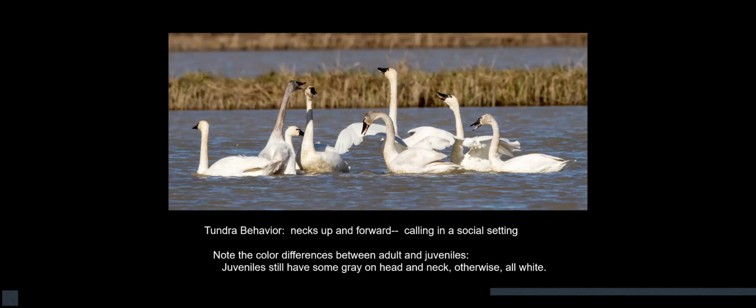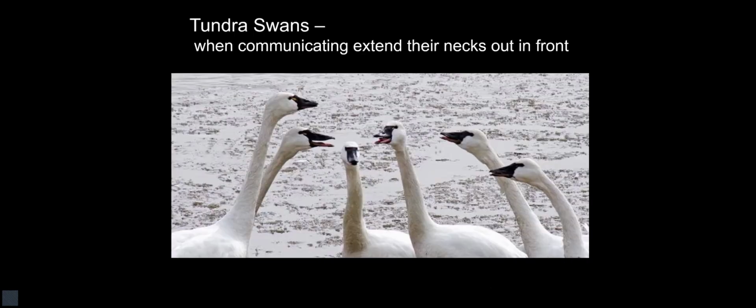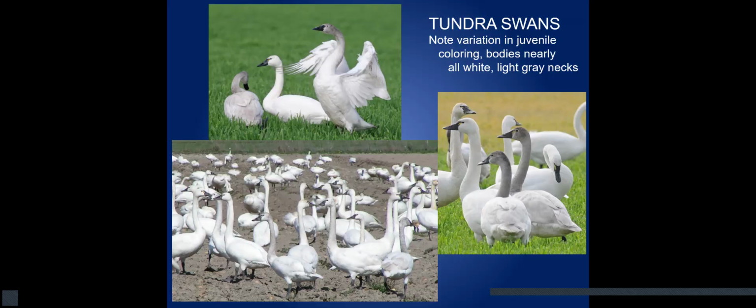Both juveniles and adults have black legs and feet, but the juvenile tundra swan legs and feet turn black in late December. Here's tundra swans when communicating, extend their necks out in front to call, versus the trumpeter swan, which will bob its head and neck up and down. Tundra swans, just noting the variation in color and what you see over here in the lower left, wide variety of styles and of yellow and some of the shapes and sizes of the birds.